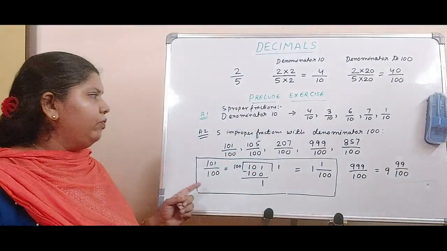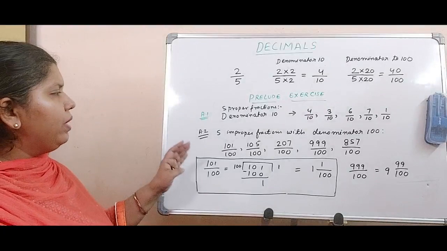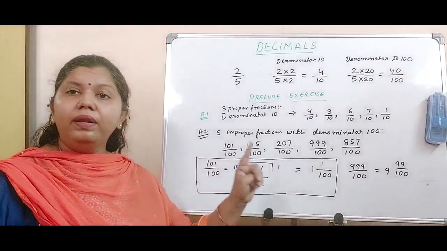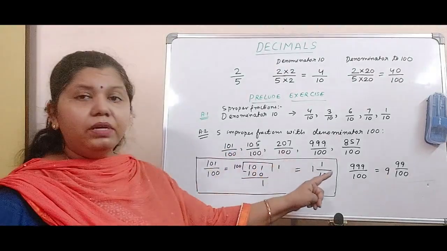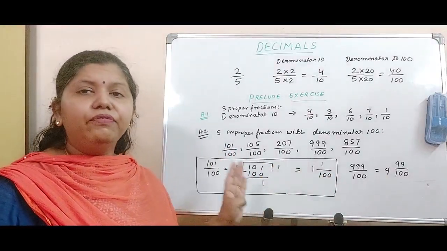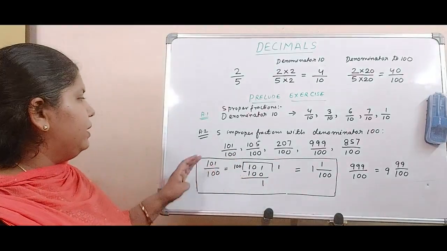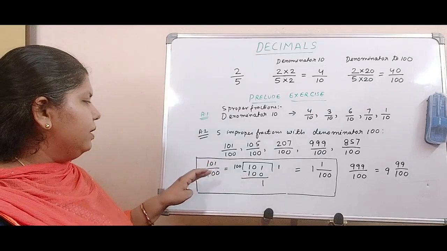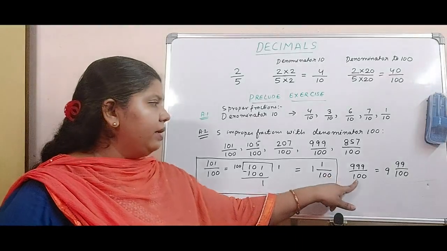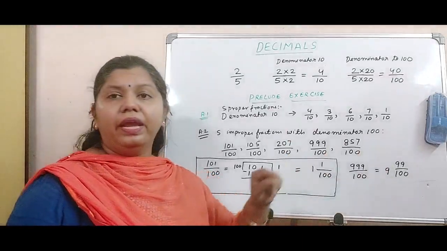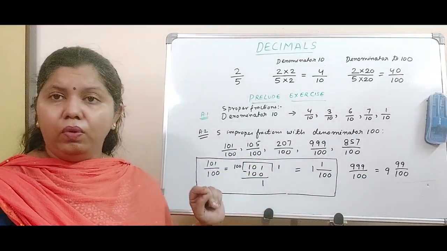So I hope you came to know what you have to do with question number 2. First you have to write 5 improper fractions with denominator 10 and denominator 100. I have written 5 improper fractions with denominator 100. After that, each of those fractions you have to convert into a mixed fraction. For example, 101 by 100 is converted into the mixed fraction 1 and 1 by 100. 999 by 100 is converted to 9 and 99 by 100. Do the rest of the fractions yourself. Okay.